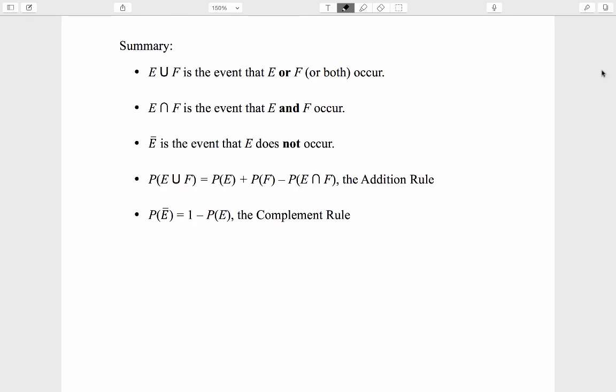To sum up what we've done so far, E union F is the event that E or F or both occur. E intersect F is the event that E and F occur. E complement is the event that E does not occur. The probability of the union of E and F equals the probability of E plus the probability of F minus the probability of their intersection. That's the addition rule. And the probability of E complement equals 1 minus the probability of E. This is the complement rule.